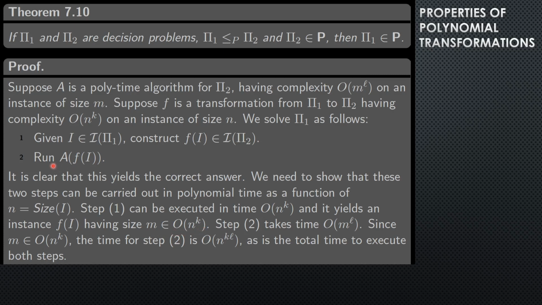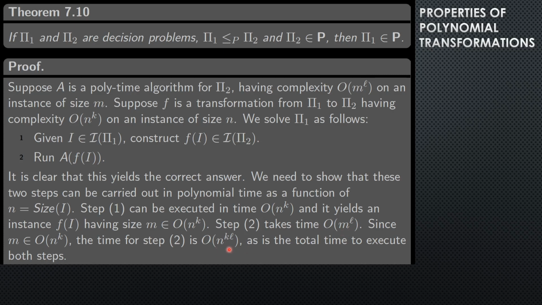Now step 2, which is running the algorithm for problem 2 on the transformed input. It's a polytime algorithm, so that takes time order m to the l, where m is the size of the transformed instance. Well, that transformed instance, f of I, has size at most order n to the k. So step 2 takes order m to the l. Well, m is order n to the k, so this is order n to the k all to the l, which is just order n to the kl.